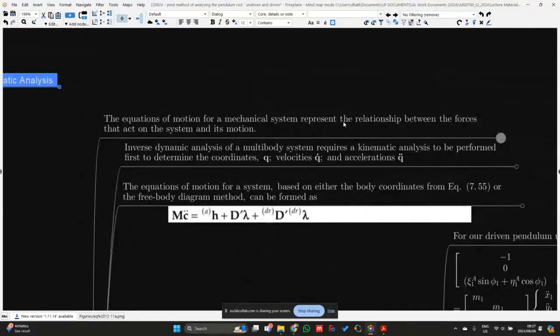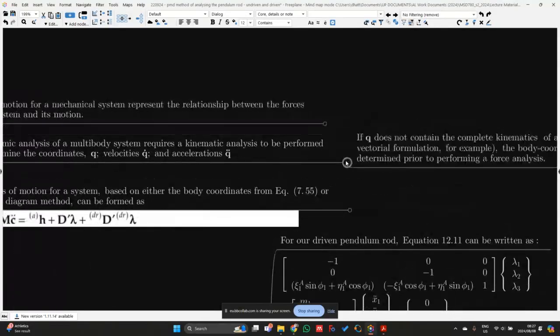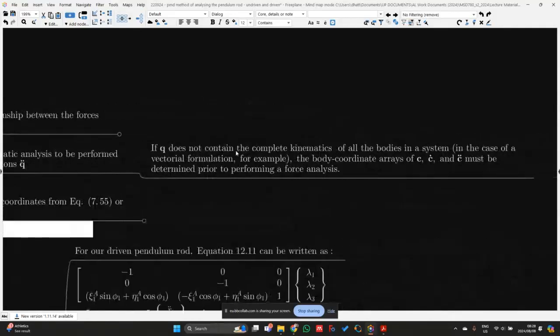So the equations of motion for a mechanical system represent the relationship between the forces that act on the system and its motion, which we obtained from the kinematic analysis. Inverse dynamic analysis of a multi-body system requires a kinematic analysis to be performed first, so that we can define these coordinates, the velocities, and the accelerations. And once we have this available, then we can go and evaluate the forces. So if Q does not contain the complete kinematics of all the bodies in a system, in the case of a vectorial formulation, for example, the body coordinate arrays of C dot and C double dot must be determined prior to performing a force analysis.